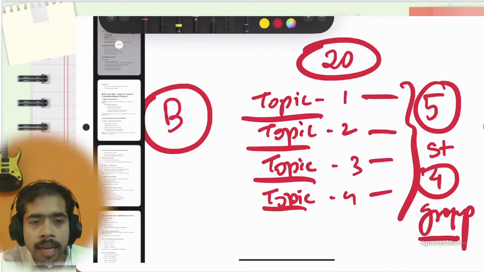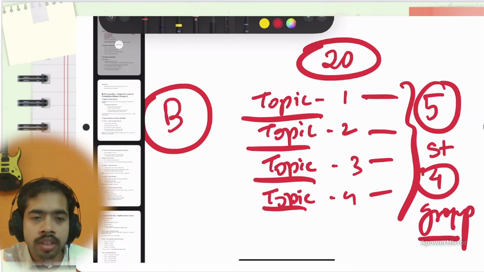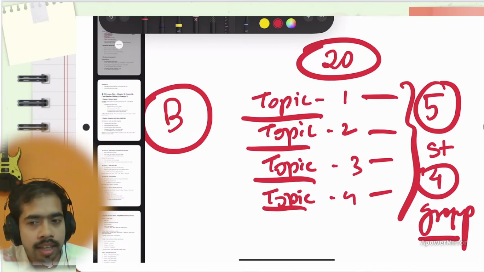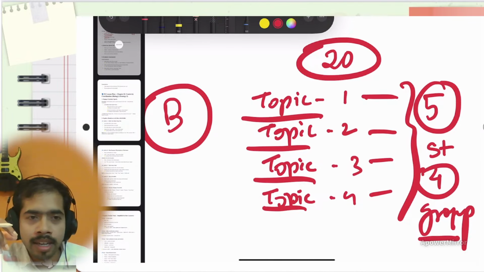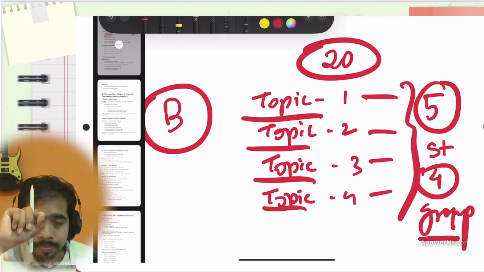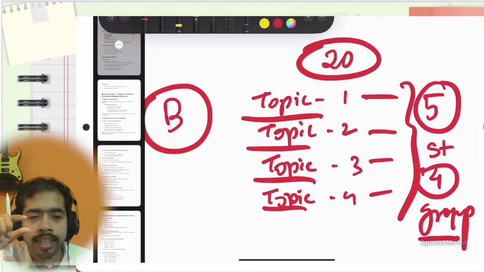And after 5 minutes, we can ask them whatever they have found, and they share it with the class, and we as teachers will support them. In this way, we don't have to teach Monera on the board. We can draw a mind map, and with the help of the mind map we can explain. In this way we can shorten our time, and student engagement will be more.